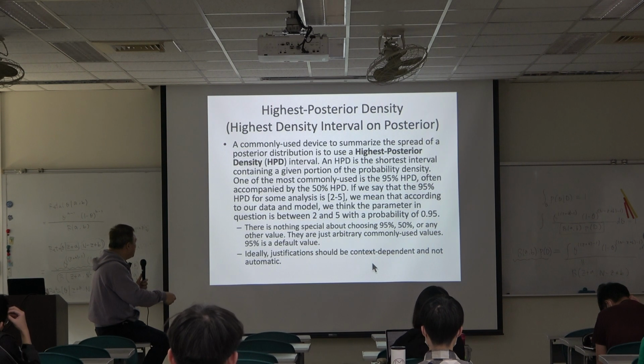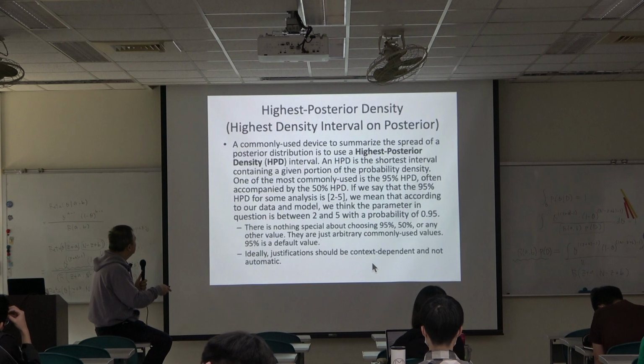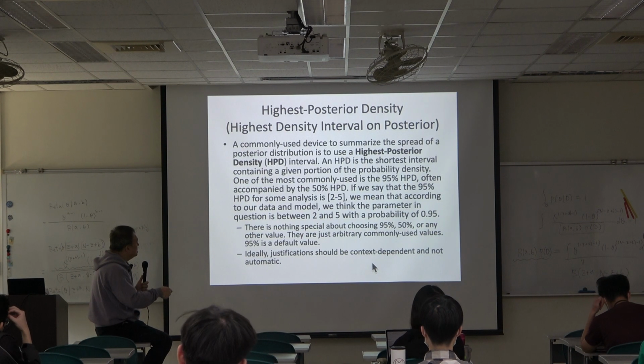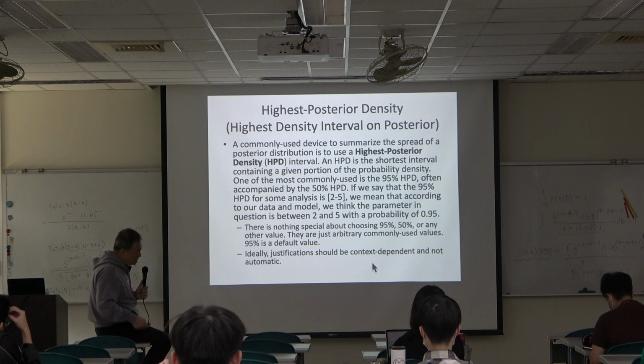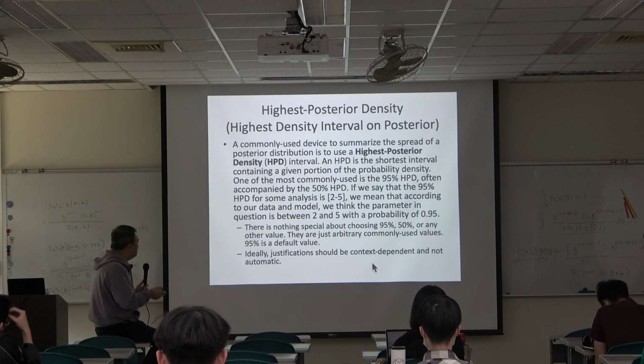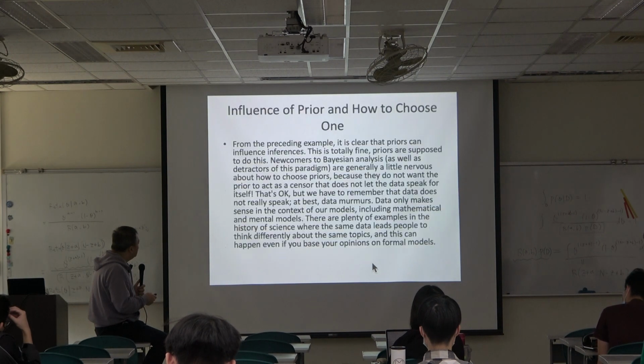It is defined as the shortest interval containing a given portion of the probability density, which reaches a certain percentage. Normally we use 95. If you are a little bit familiar with traditional statistics, we used to talk about a confidence interval, like a 95% confidence interval, something similar to that. But what is this? Let me show you some figures.